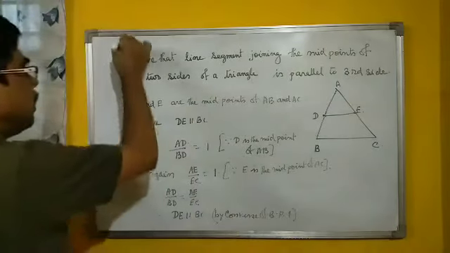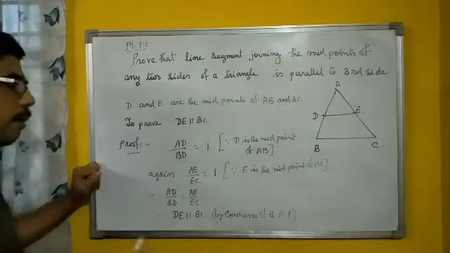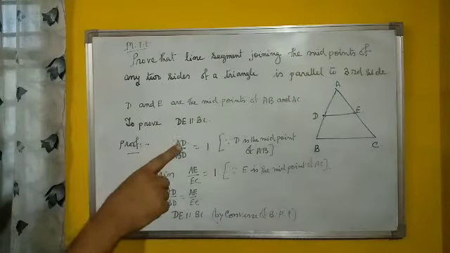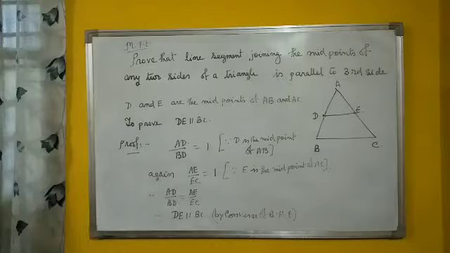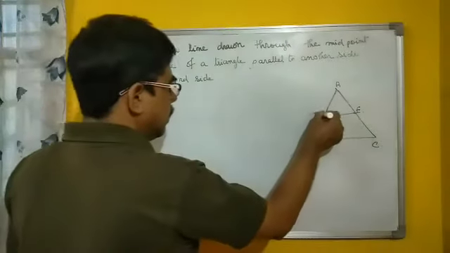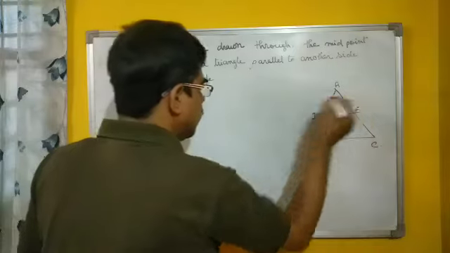Yes, it is the midpoint. In class 9 you got the midpoint theorem. The line joining the midpoints of two sides is parallel to the third side. So this one you write. Now next, prove that a line drawn through the midpoint of one side of a triangle parallel to another side bisects the third side. Means D is the midpoint, and this line is parallel. So we have to prove that E is the midpoint.